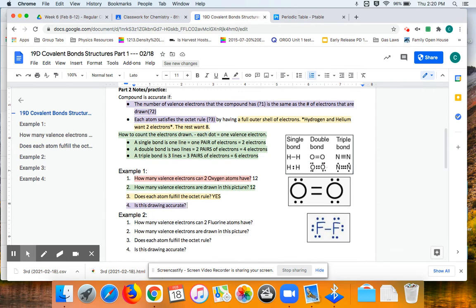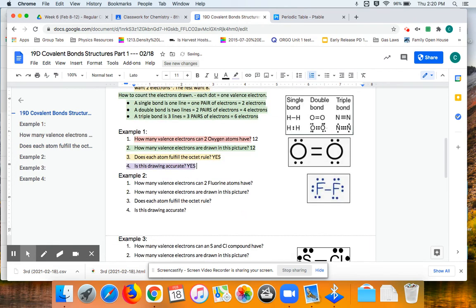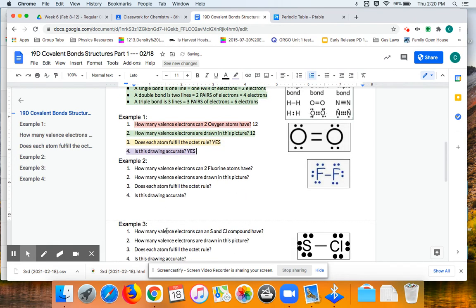So is this drawing accurate? The answer is yes. This is why it's yes. The number of valence electrons that the compound has, the answer to question number 1, is the same as the number of electrons that are drawn, question number 2. And each atom satisfies the octet rule, which is question number 3. So 1 and 2 have to match, and question 3 has to be yes in order for the drawing to be accurate. So that is that one.